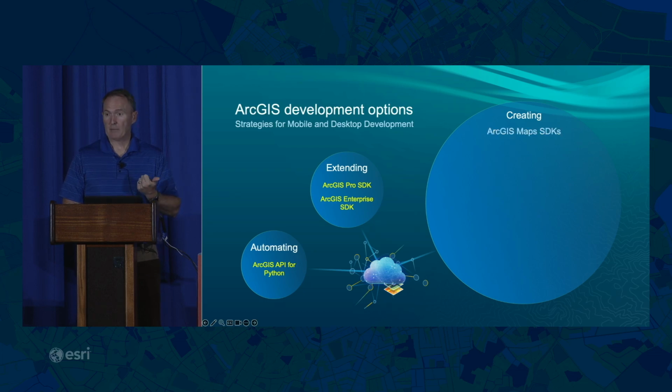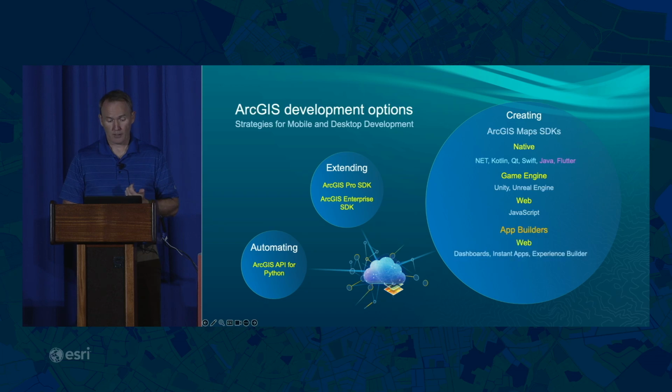We have things like the Maps SDKs, our native map SDKs: Kotlin, .NET, Swift, Java, Qt, and now Flutter coming in beta. We have game engine technology, web with JavaScript, also some builders on the web with dashboards, instant apps, and experience builders. So we have a wide variety of tools for our development options. Last one is working with some open source tooling like OpenLayers and Leaflet to connect to Esri services.